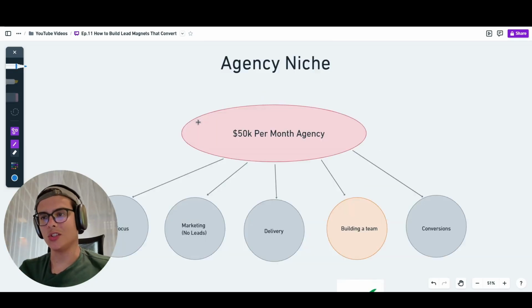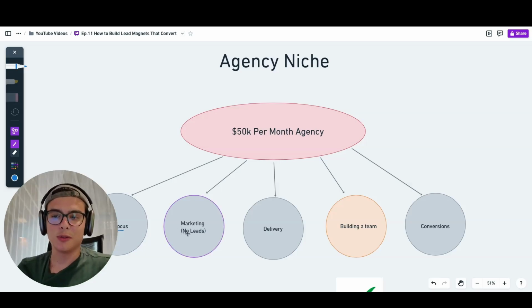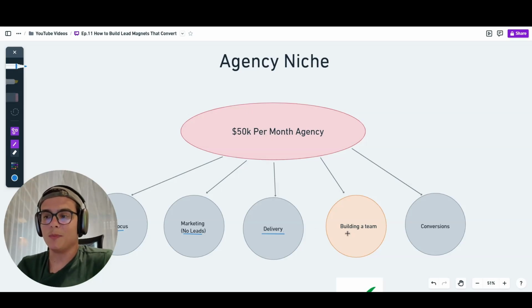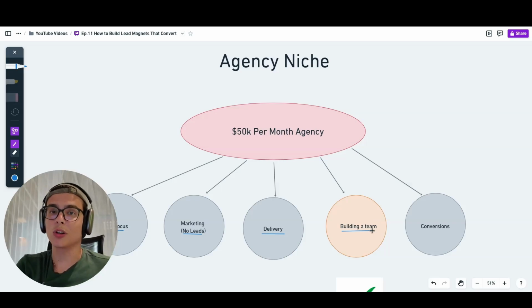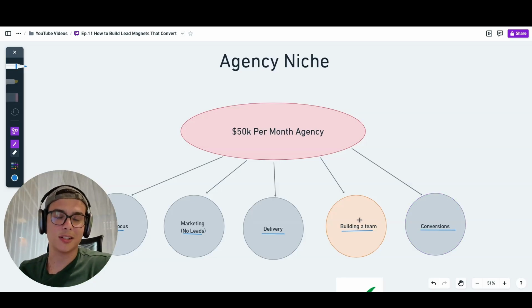And if you're in the agency niche helping people make money online, let's say your ideal customer's result is to get to 50K per month with their agency. Your ideal customer could be facing a ton of different problems, including not having enough focus to be able to create and run the agency. They have 0 leads coming to their business, so you have to help them with marketing. They have problems with delivery because they can't fulfill the services once they sign the client. They can't build a team, so they have problems scaling because they don't have anybody to help support them service more clients and eventually make more sales. Or they just have problems with conversions. They're getting lots of people on calls, but nobody is actually buying their product at the end of the day.